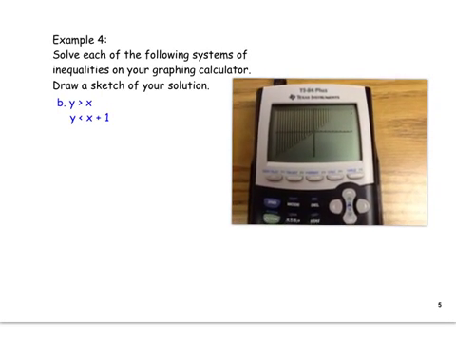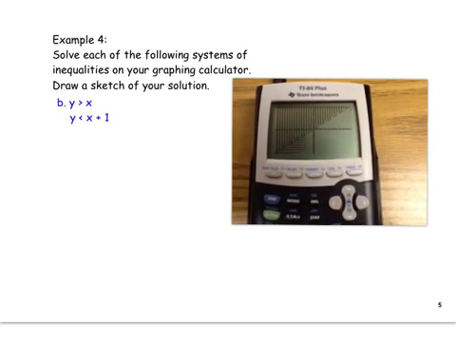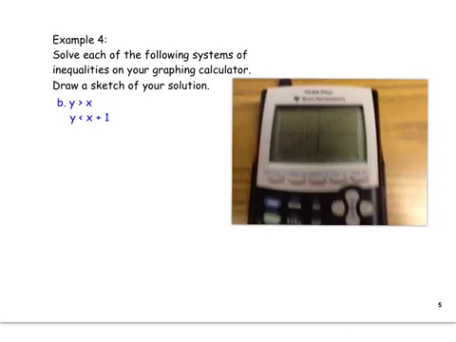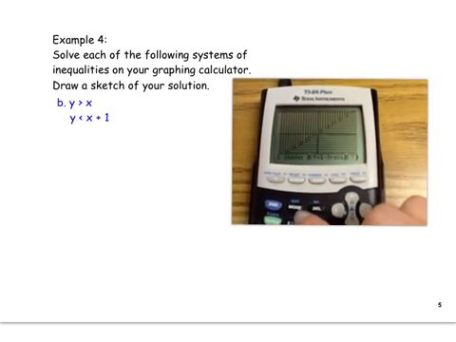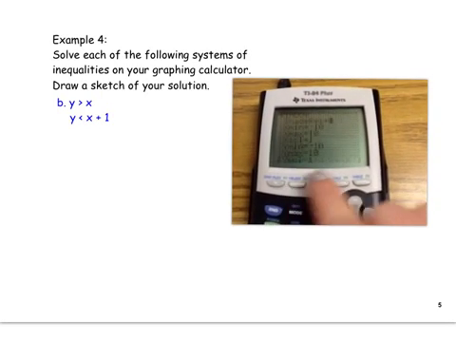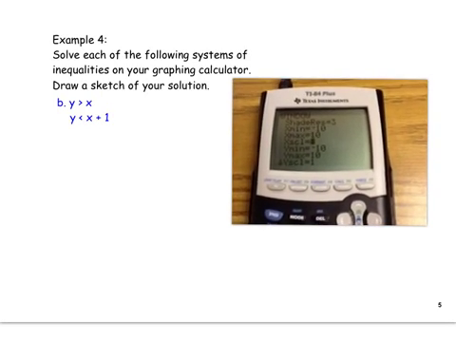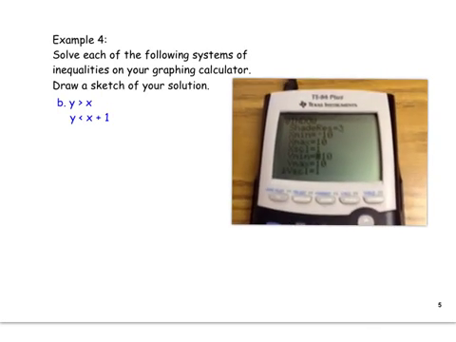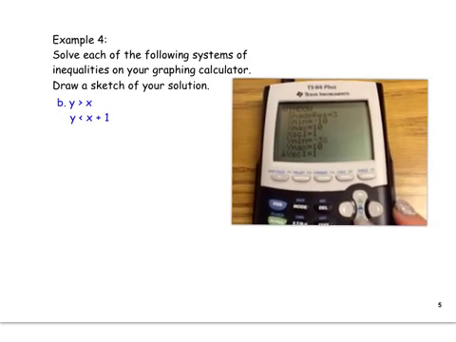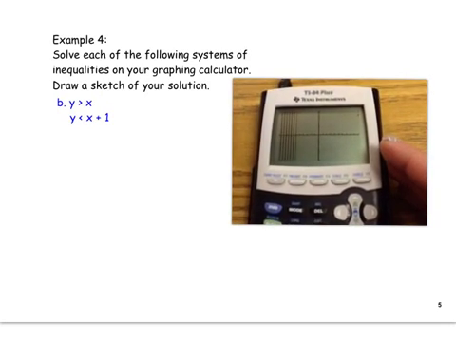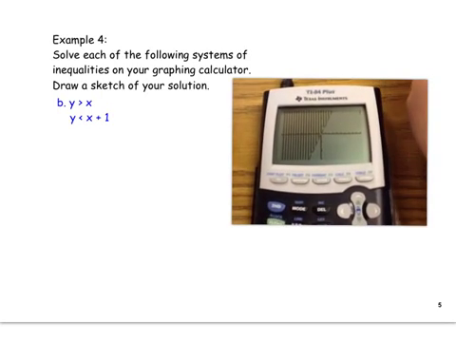Let's take a look at it. Here is one inequality. Here's the second inequality. I think there's an overlap there in the middle of those two lines. It's a little hard to see. So I'm going to zoom in by pushing window, and I'm going to change my Y minimum and Y maximum to -3 to +3. And that's going to just zoom in a little bit on those inequalities.